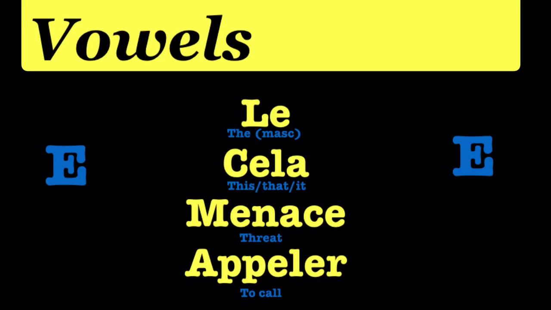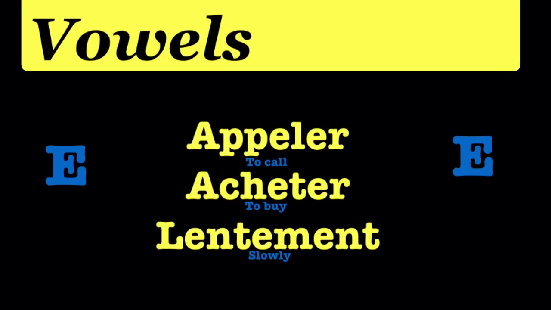Now here are some examples of our mute E. Le, cela, menace, appeler. So a quick note here regarding the mute E, which again is pronounced E. Sometimes you'll find that this sound is omitted or swallowed in everyday spoken French when it comes in the middle of a 3-syllable word. So we have some examples here. Appeler, acheter, and lentement. In everyday French, instead of appeler, you'll often hear appeler. Acheter becomes acheter, and lentement is lentement.